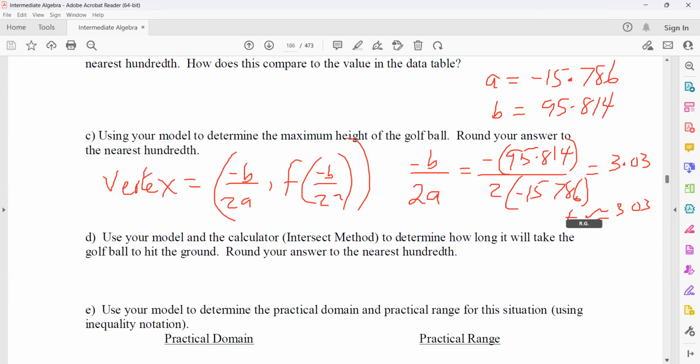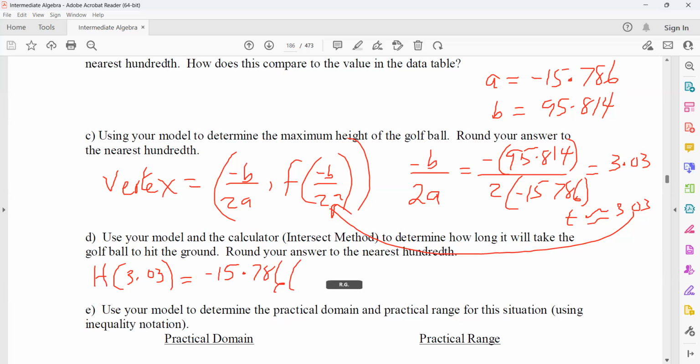Now we're going to put this into the function, right? We're going to put this into the function to get our y. I don't have much space, so I'm going to do it at the bottom. So h of 3.03, what is our function? Negative 15.786 times 3.03 squared plus 95.814 times 3.03, see that, plus 1.6. And what will this give us?